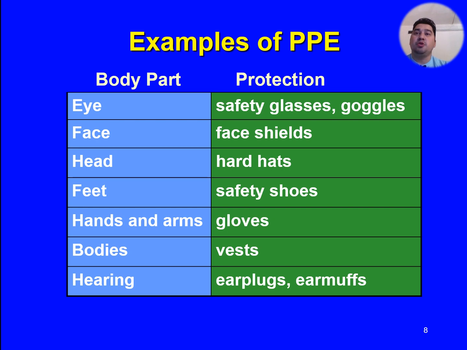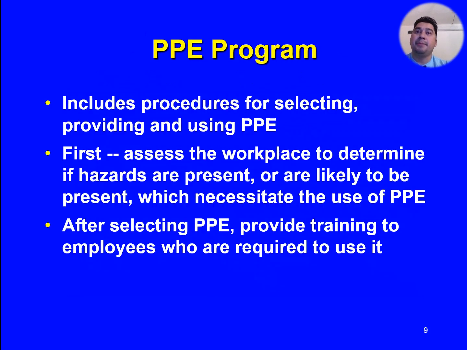Then we have the face, where we use face shields; head, hard hats and helmets; feet, safety shoes; hands and arms, we use gloves. For the body, we use the vest. And for hearing, we use earplugs and earmuffs. So these are the PPE for the body parts.